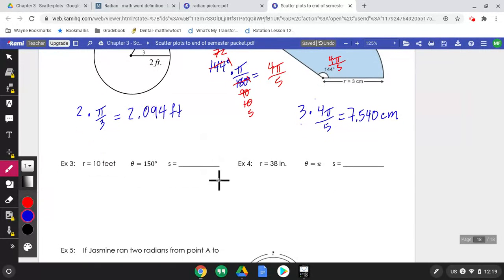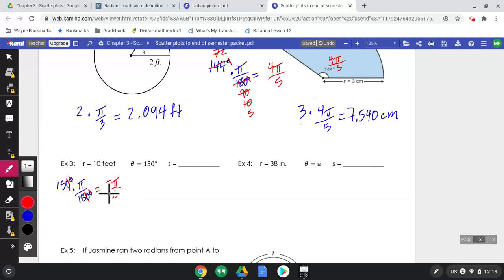Okay, so let's continue. We got a few more. We're almost done here. If the radius is 10 feet, this time we don't have a picture. It doesn't matter. We know that theta is 150 degrees. Once again, that's in degrees. I need to get that into radians. So just take 150 degrees times pi over 180 degrees. Now from here, can cancel out degrees, zeros and zeros. And we're left with 15 over 18, which reduces to 5 pi over 6. 3 goes into 15 5 times, 3 goes into 18 6 times.